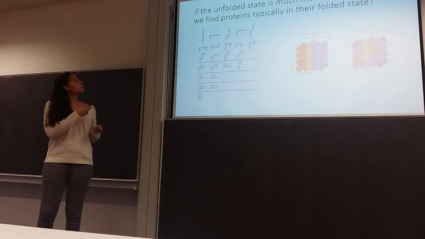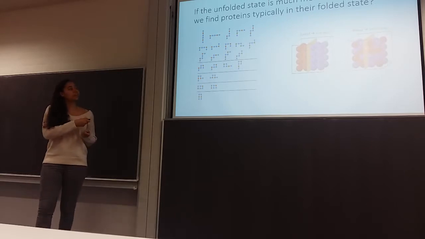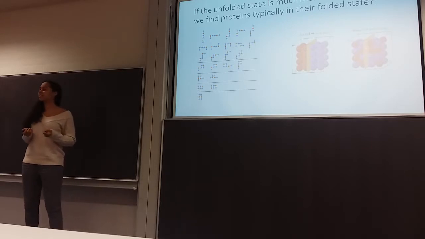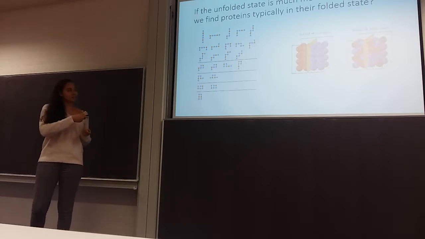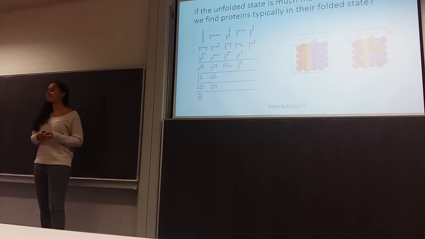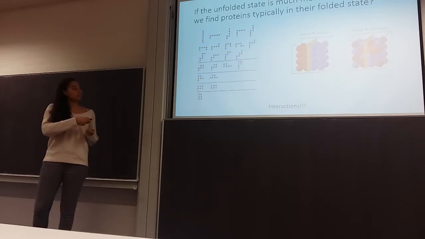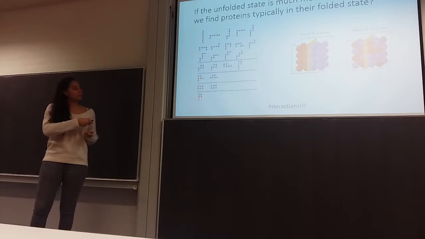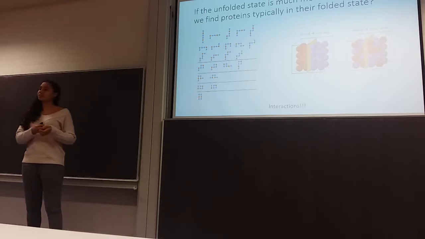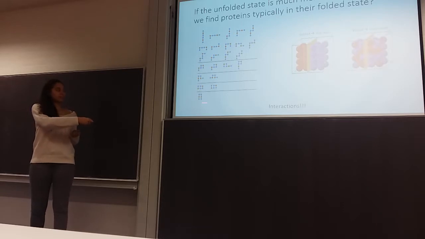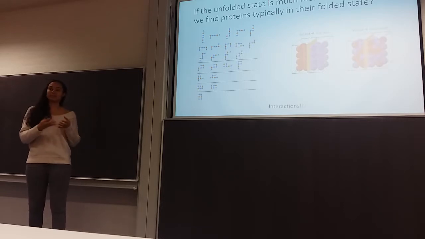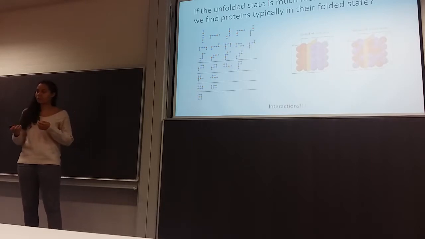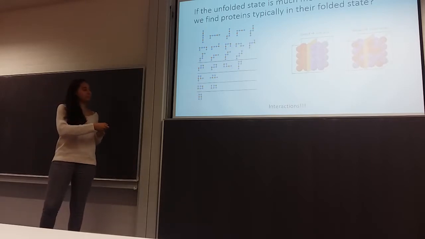Then, if this unfolded state is much more likely, why do we find the protein very often in its folded state? The answer, of course, is interactions. That's where the second concept comes in, the enthalpy of the system. If there's a favorable interaction between the hydrophobic and the polar residues, then in certain conditions you will find this folded state, because the energy is so favorable that even though the entropy is not so favorable, it's still the most stable state.